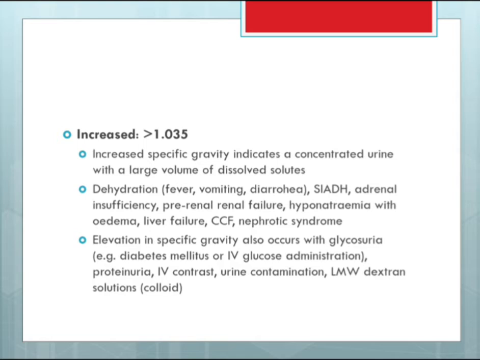Increased specific gravity of greater than 1.035 indicates a concentrated urine with a large volume of dissolved solids. This may be due to dehydration such as fever, vomiting, diarrhea, syndrome of inappropriate ADH secretion, adrenal insufficiency, prerenal renal failure, hyponatremia with edema, liver failure, congestive cardiac failure, nephrotic syndrome.